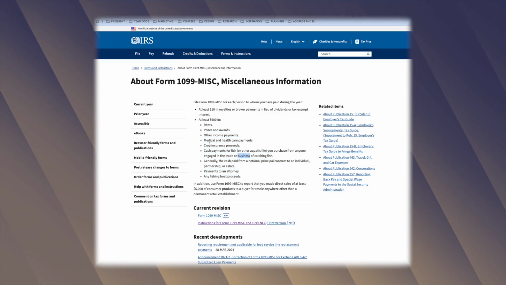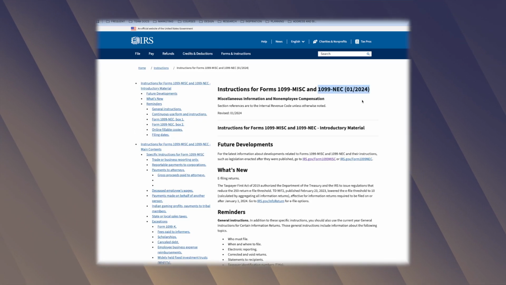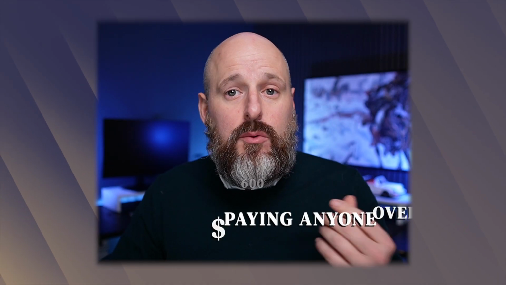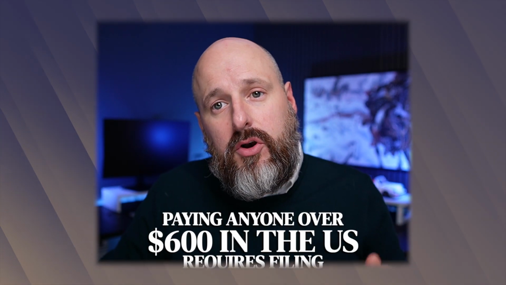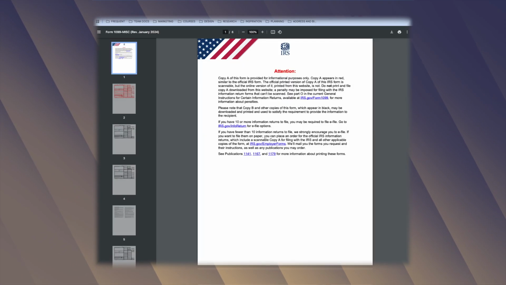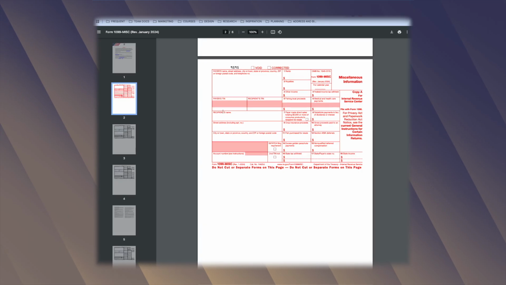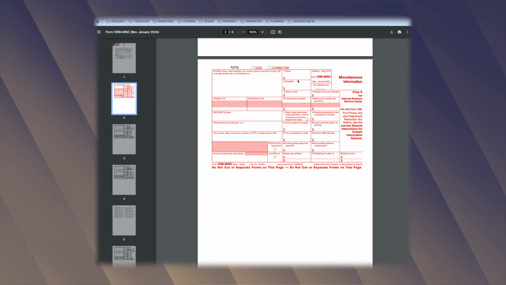And for the NEC form, that is going to be on 1099 NEC. And that's a newer form, but that's going to be non-employee compensation. So if I paid anyone in the U.S. over $600, I have to report that on Form 1099. Form 1099 looks like this. It's a simple form. It's going to have the payer's name, and then the recipient's name and tax ID, and then what I paid them for.